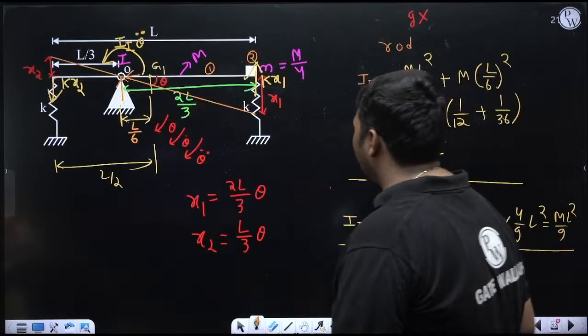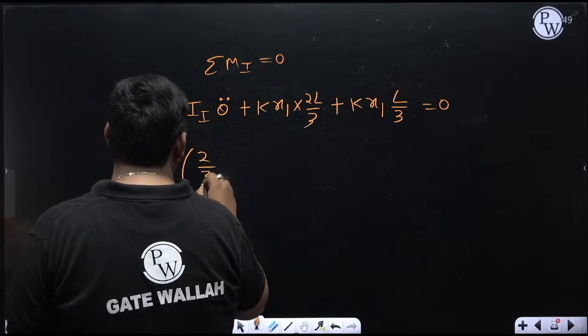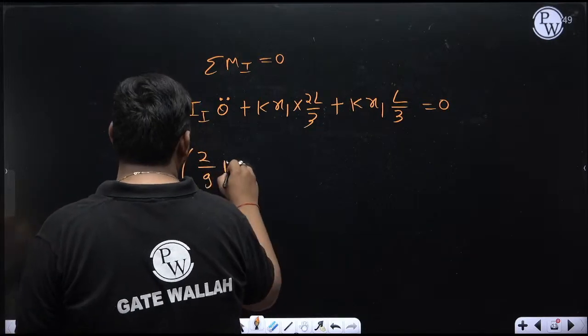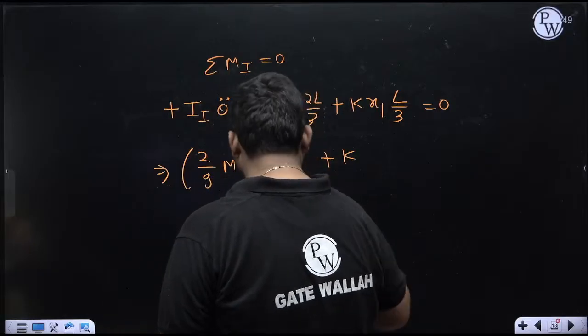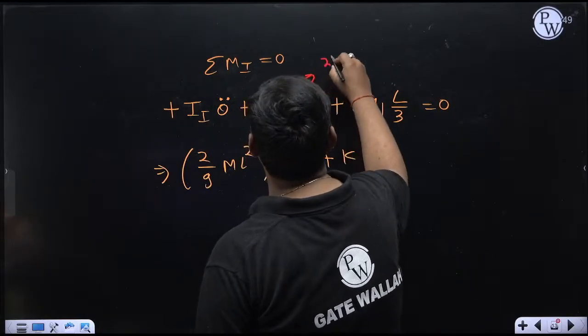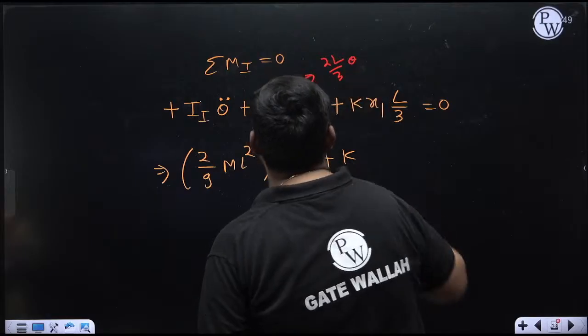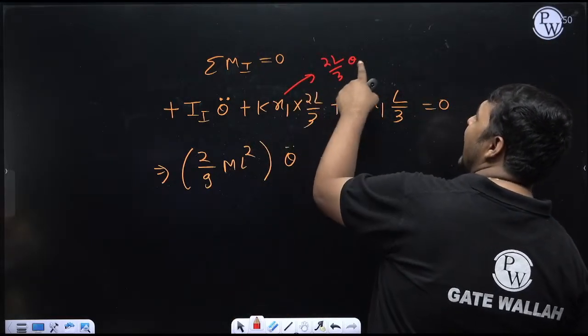Now just put the values. I about I is 2 by 9 capital ML square theta double dot plus k. See, x1 is, now I am directly writing, x1 is, you can see, 2L by 3 theta. So ultimately 2L by 3 theta into L by 3. So it will be 4 by 9 L square theta.